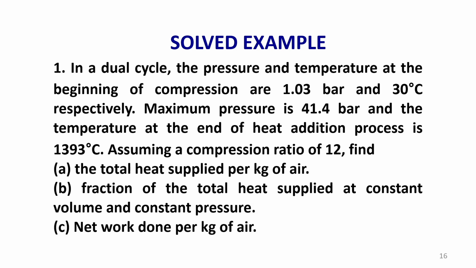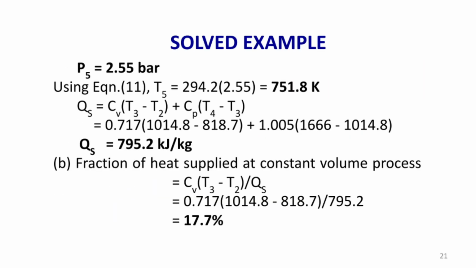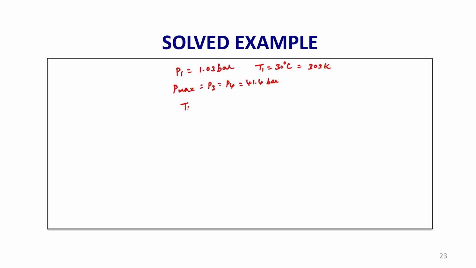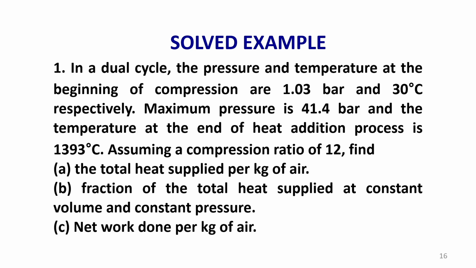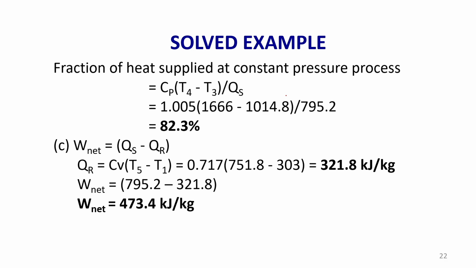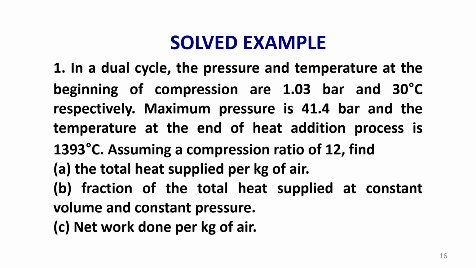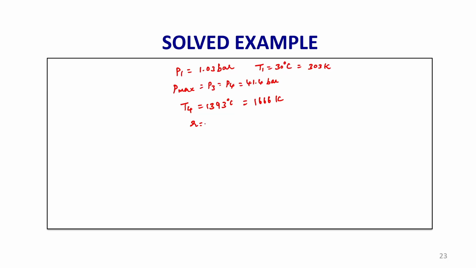Temperature at the end of the heat addition process. If you see the diagram, as I said, heat addition starts at 2 and ends at 4. So T4 is given, and that value is 1393. T4 is the temperature at the end of the heat addition process. Let me see whether it is in centigrade or Kelvin. It is in centigrade, so add 273, and it becomes 1666 Kelvin. And the compression ratio is given as 12, so R is equal to 12.